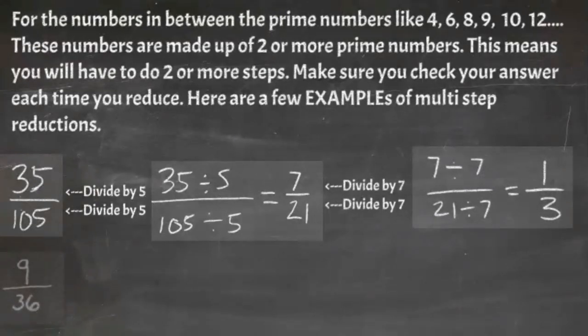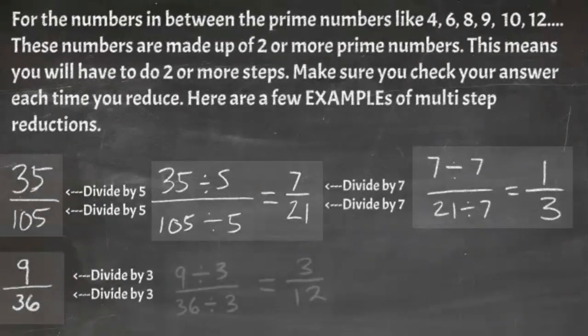Let's try another one. I'm going to write 9 over 36. Pause here if you want to try this yourself. I've gone through all of this and decided that I would try 3 and divide by 3, numerator and the denominator, or the top and bottom number. My new fraction comes out to be 9 divided by 3 over 36 divided by 3, and that equals 3/12.